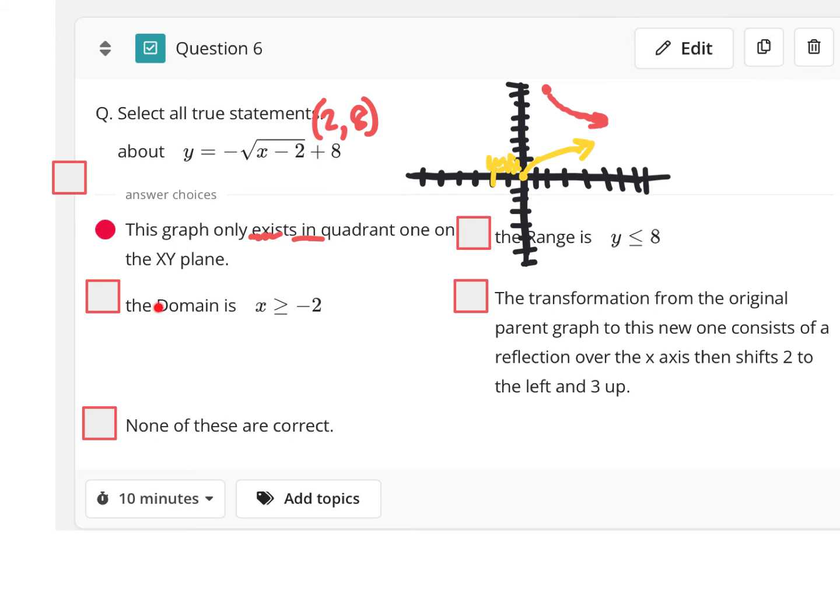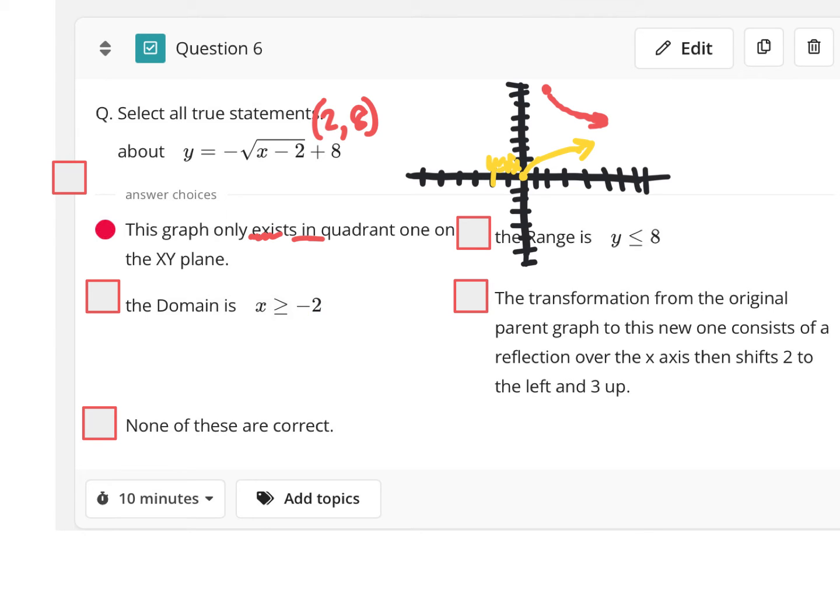The domain is x is greater than or equal to -2. Well, the domain, you got to think about your most important point, your h, k value. The domain is 2. I mean, your input, the x value is 2, and that's where you get your domain from. So at the x value of 2, does it exist to the left, which would be x is less than or equal to 2, or to the right of 2, which is x is greater than or equal to 2? It's obviously to the right of 2. So the domain is x is greater than or equal to 2, not -2.